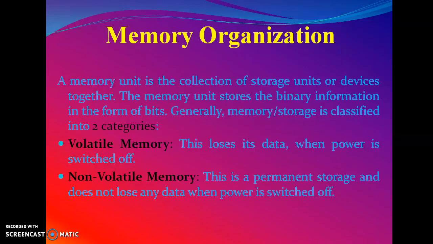Next, memory organization. A memory unit is the collection of storage units or devices together. The memory unit stores the binary information in the form of bits. Generally, memory or store is classified into two categories. Number one, volatile memory. Number two, non-volatile memory. First, volatile memory loses its data when power is switched off. Non-volatile memory is a permanent storage and does not lose any data when the power is switched off.